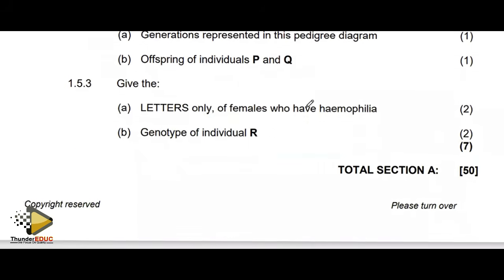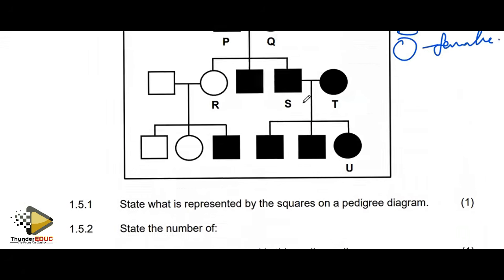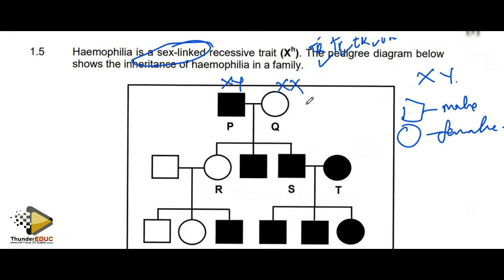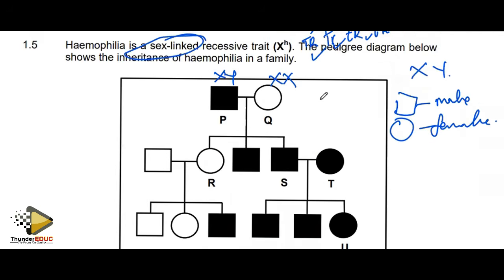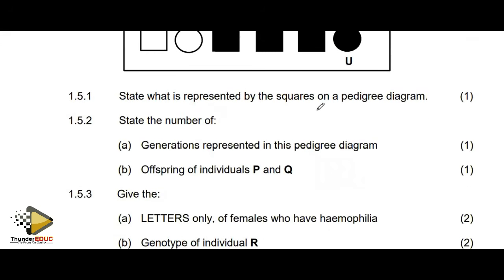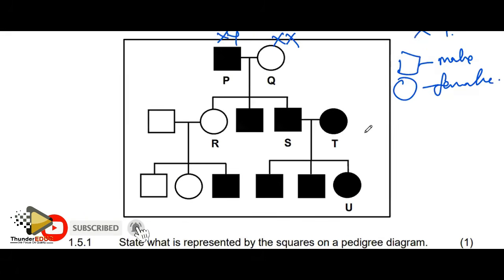They are saying to give the letters only of females who have hemophilia. The shaded ones, because it's recessive, are affected with hemophilia. So the females are 1, 2. So there are 2 people who have hemophilia.